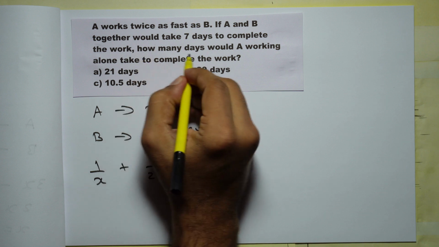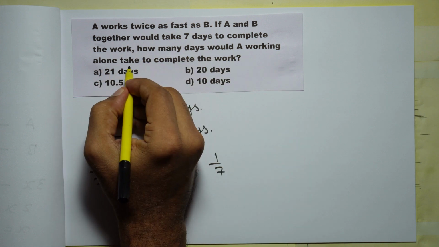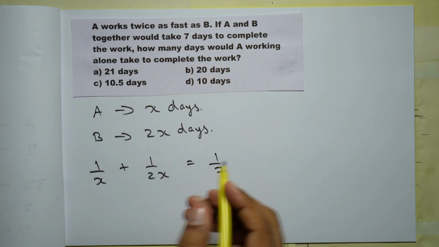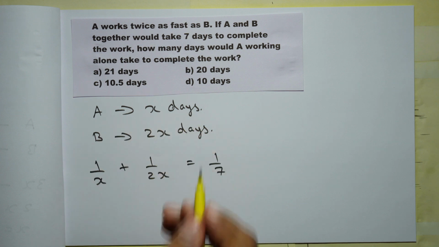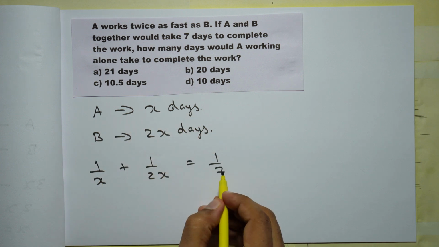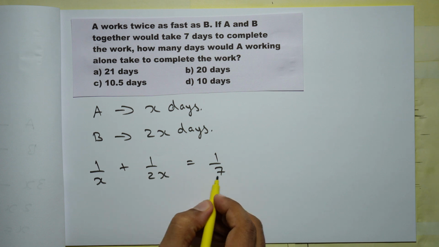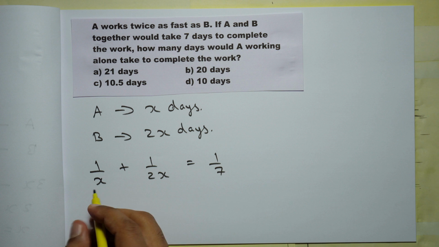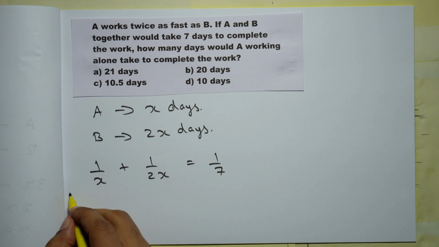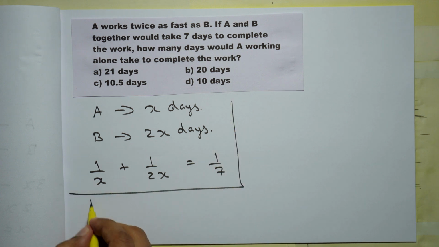Now the question is, how many days would A working alone take to complete the work? That is, A requires X days. So X can be solved from this equation. LCM of 2X and 7 is 14X. So I'll multiply by 14X, so all the denominators will go off.